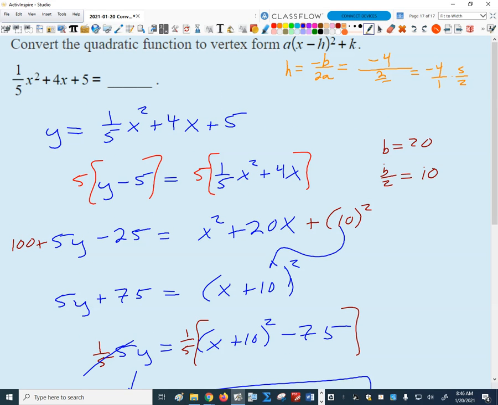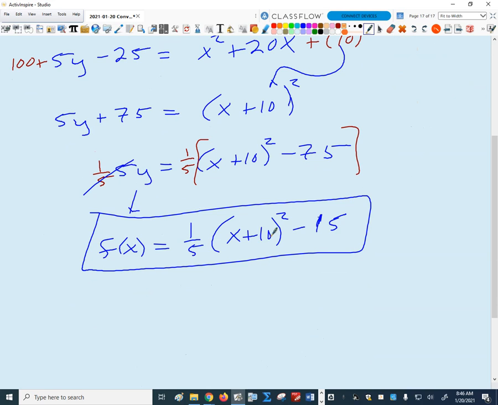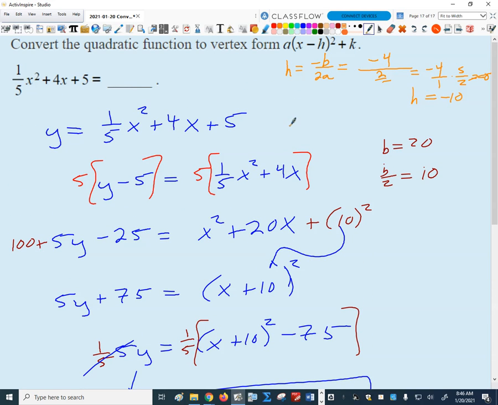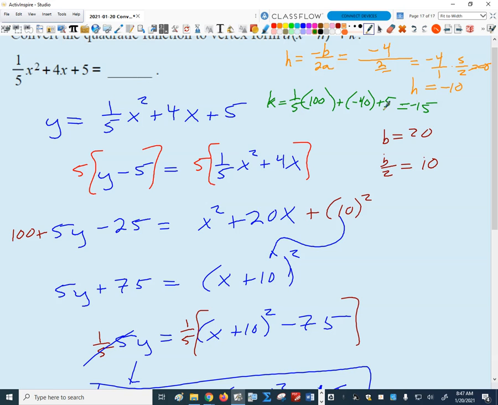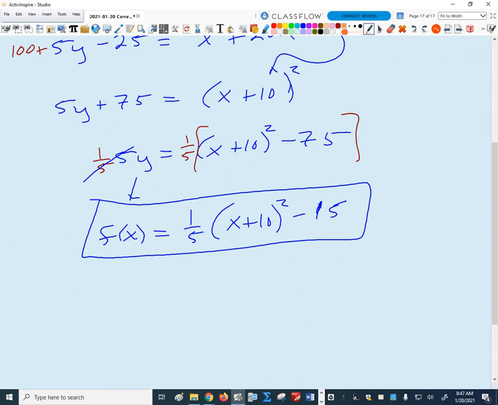So yeah, we get h is equal to negative 10, which is right. I get x minus negative 10 squared. And then k, if I plug negative 10 in, I'm just going to get 1/5 times negative 10 squared is 100, plus 4 times negative 10 is negative 40, plus 5. So I get 20 minus 40 is negative 20, plus 5 equals negative 15. So yeah, it works. Everything checks out, finally.